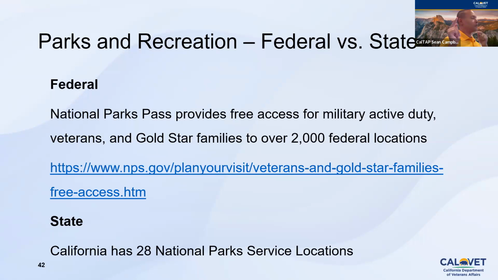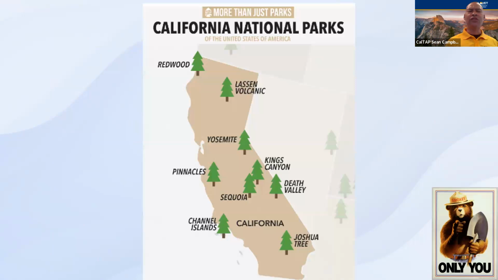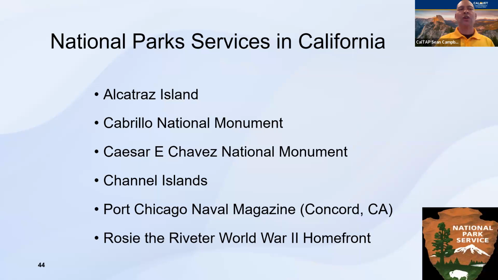I actually used my National Parks Pass to go to a couple of the castles that they had in Puerto Rico that were from like the 1600s. Really, really cool. This is just a map of some of the different parks and where they're located throughout the state of California. Redwood Park, Lassen Volcanic, Pinnacles, Sequoia, Channel Islands, which I heard is really cool. Joshua Tree, which I've been to before, which is nice. Hot, bring some sunscreen. So Alcatraz Island, Cabrillo National Monument, Cesar Chavez National Monument. That one sounds cool.